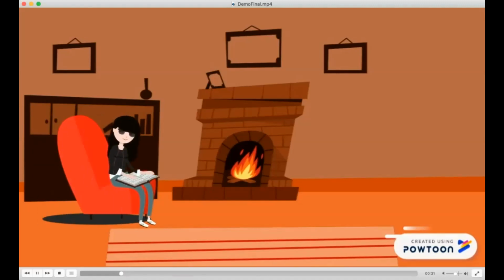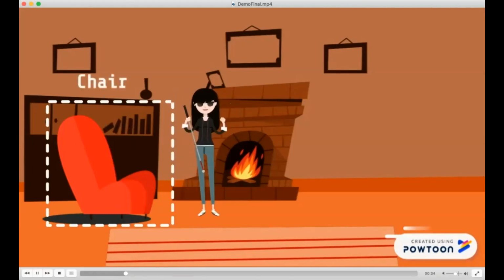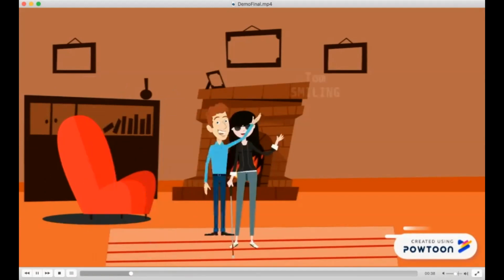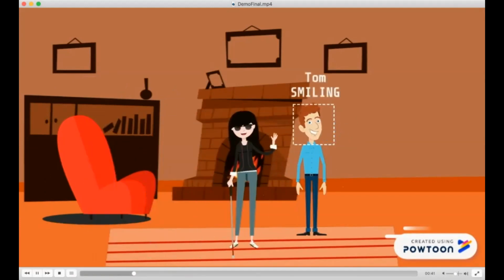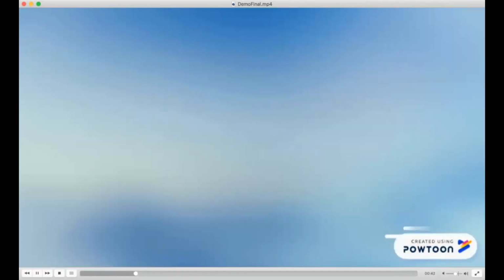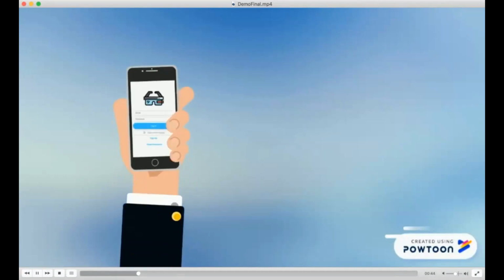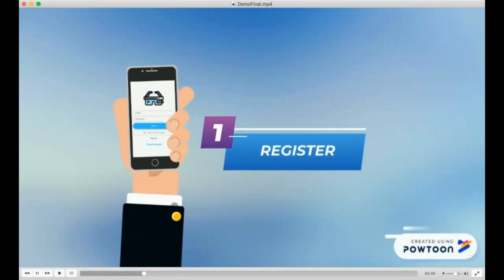Lumos can read your text. It can also detect obstacles around you. And it can also detect people's faces around you and tell you their emotions. Now let's get started. Pull out your phone, register your device through the app and sign in. This is a one-time process. You might need help during this.